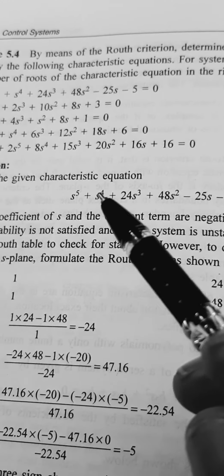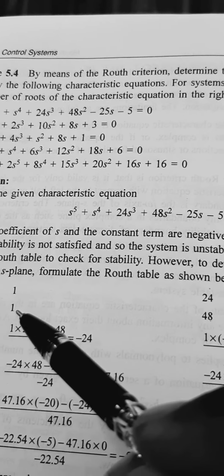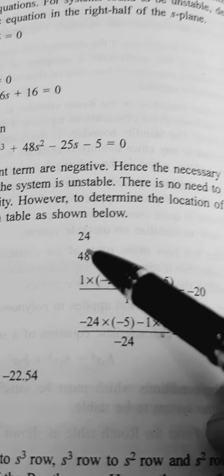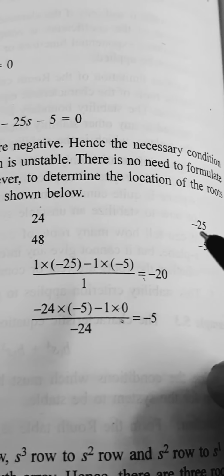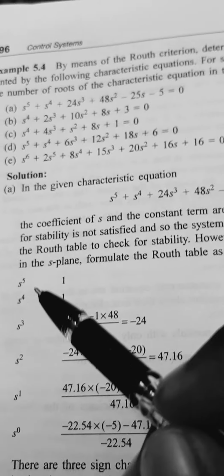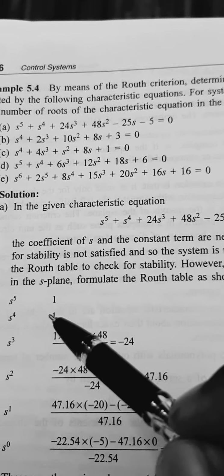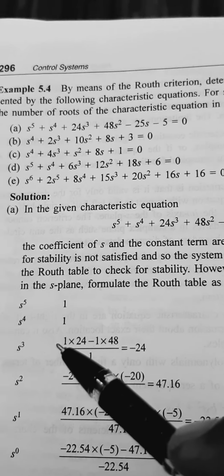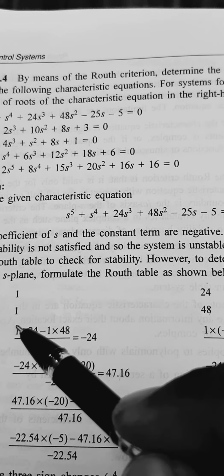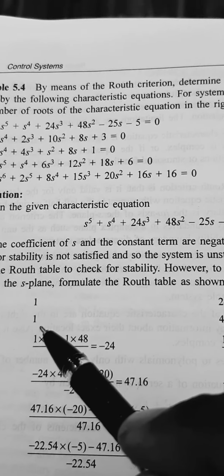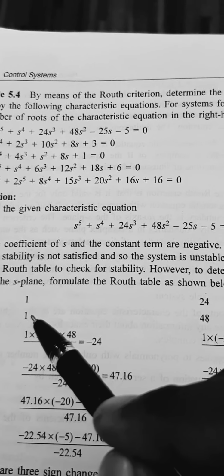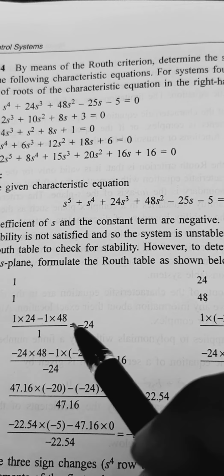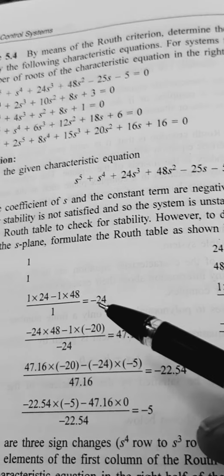For S4, the coefficient of S4 is 1, that is the first element. Then coefficient of S square, that is 48. Then the next is the constant, that is minus 5. Now once you form the first two rows, then you have to find the next rows by using the Routh stability criterion formulas or its rules. Starting from here, 1 into 24 minus 1 into 48 divided by 1. When you calculate it, you will get minus 24.